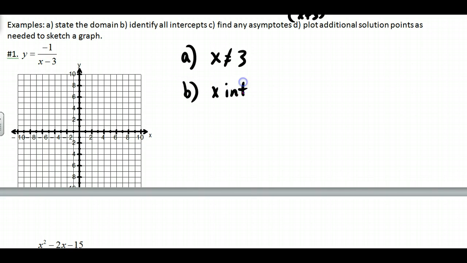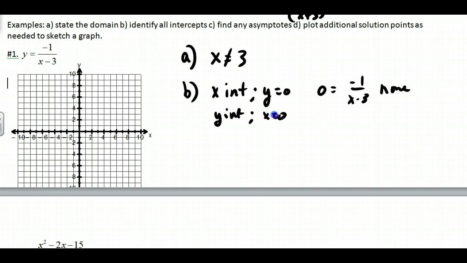Then B, identify all intercepts. X-intercepts when y is equal to 0. And if we set this up, we get 0 is equal to negative 1 over x minus 3. When I cross multiply, the x drops out, and so I don't have any values. So there is no x-intercept. And then y-intercept is when x is equal to 0. And what happens there is that I'm going to get positive 1/3. And that would be my y-intercept.